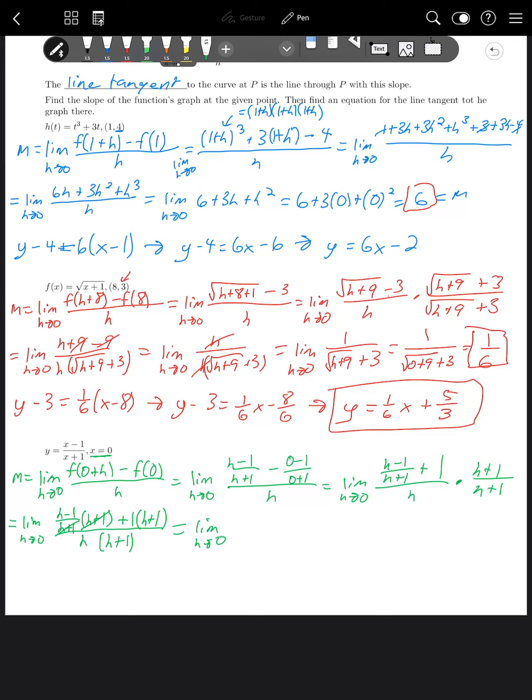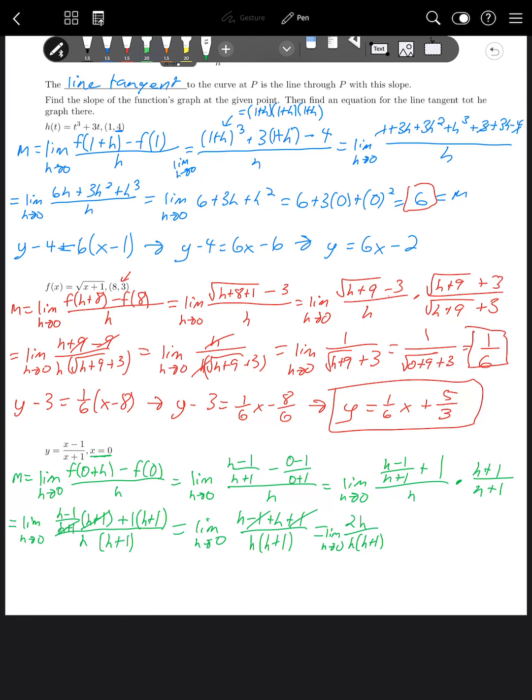Here, the h plus 1's cancel, so that's just h minus 1. Here, we distribute, and we get h plus 1. And on the bottom, you can just leave that alone as h times h plus 1. Combine like terms, negative 1 and 1 cancel. h plus h is 2h. So this is the limit as h approaches 0 of 2h over h times h plus 1.